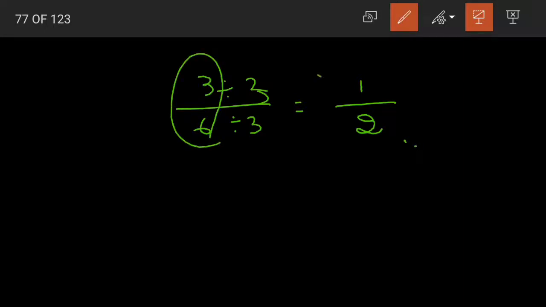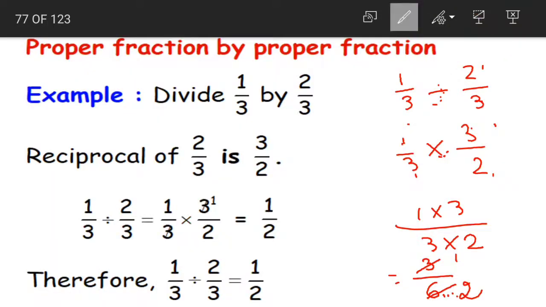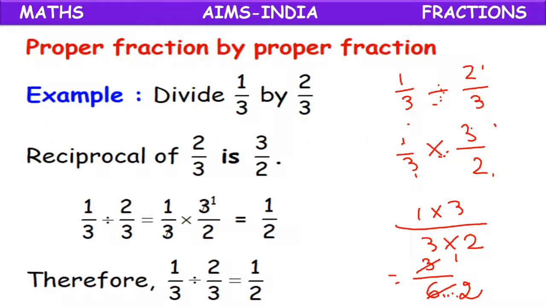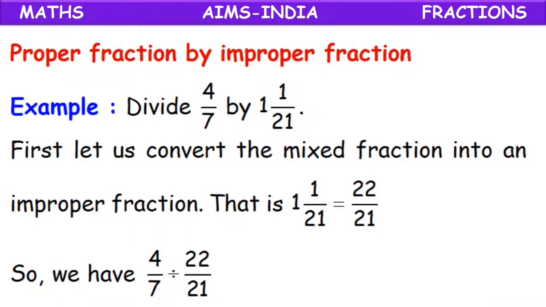So 3 by 6 can be written as 1 by 2. Okay, children, it is very easy. What was this? This was a proper fraction divided by another proper fraction. Be it proper fraction, improper fraction, mixed fraction, whatever, we follow the same method. What is it? We multiply the first fraction by the reciprocal of the second.